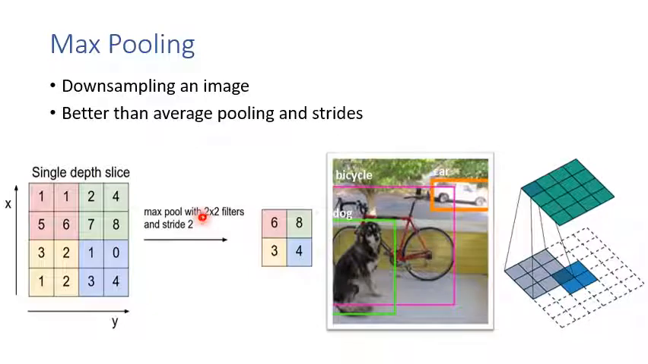Suppose we have a 2x2 filter, and we apply the max pooling to a 4x4 image. Then in the first area, we select 6, which is the maximum value in the 4 pixels. And for the second area, we select 8. For the third, we select 3. And for the final one, we select 4. So after max pooling, we will have a 2x2 feature map.